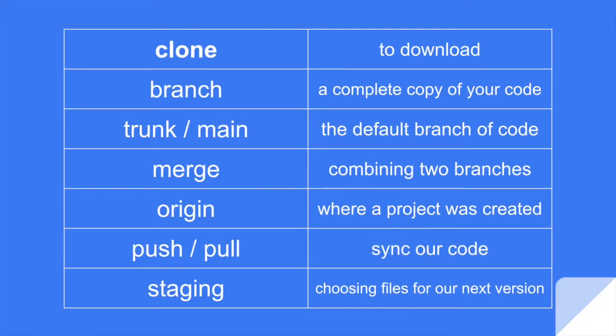These are all the terms we need to know. Clone means download. If you want to clone to your computer, it means you want to download a project to your computer. A branch is a complete copy of your project, bit for bit, and you'll see visually that it extends off the trunk just like the branch of a tree would.